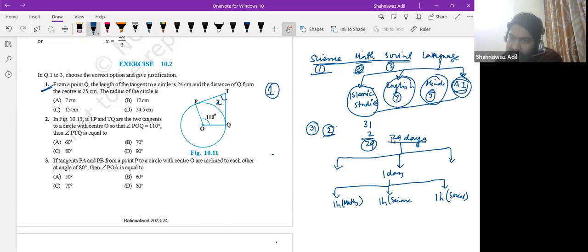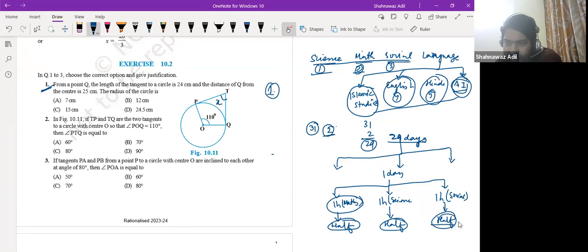So let's say you have 29 days and you give 1 hour to complete half of a chapter in 1 day. Half of this, half of this, you can easily do that, right?